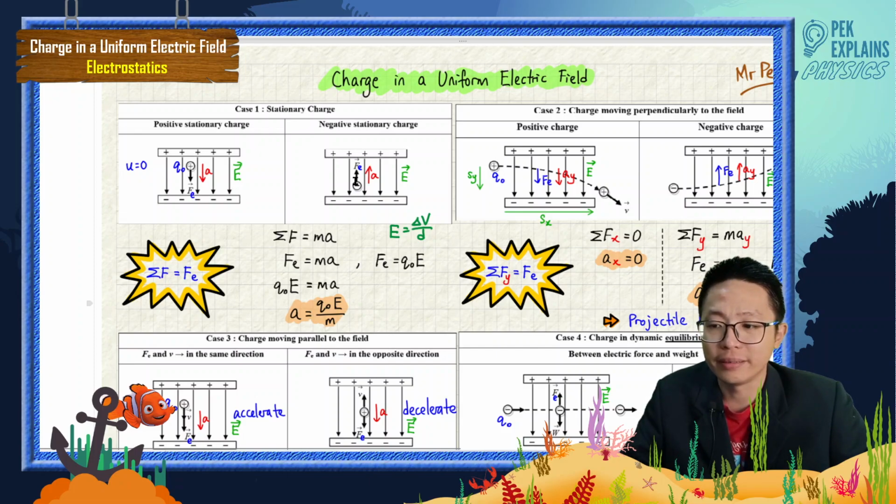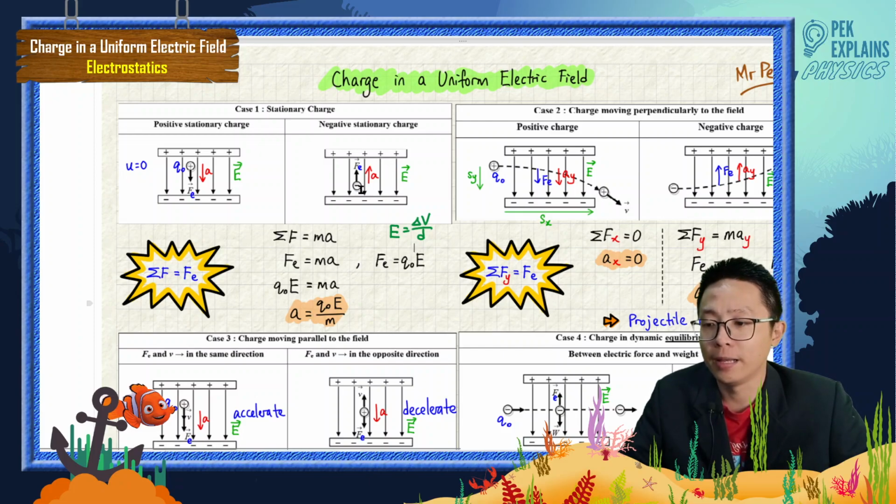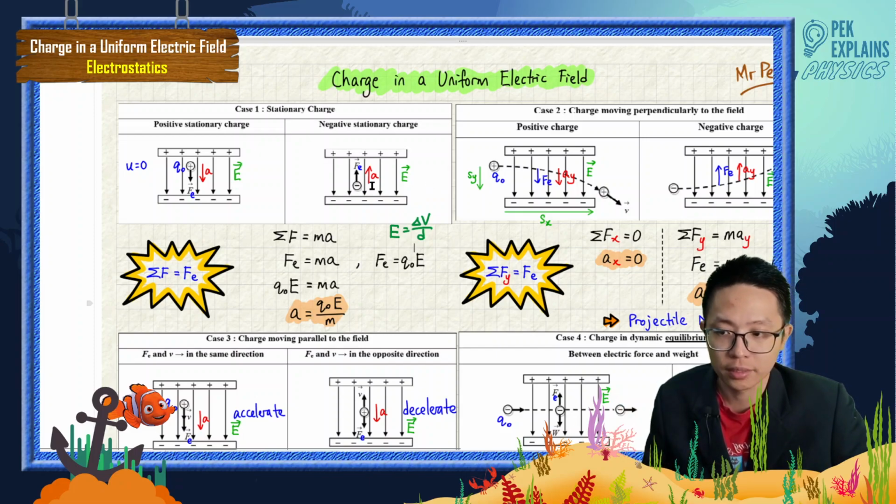Okay, if it is a negative test charge, force and electric field must be in opposite directions. You see that? Force and electric field, opposite direction. The electric field is from the positive plate to the negative plate, but the force is opposite to the electric field because it is a negative test charge. Another way of seeing it is that the negative test charge must be attracted to the positive plate. That's why the force is upward. Okay, I explained a lot.